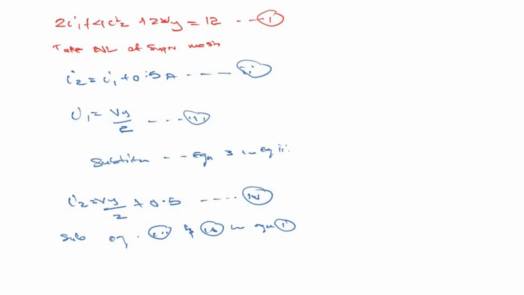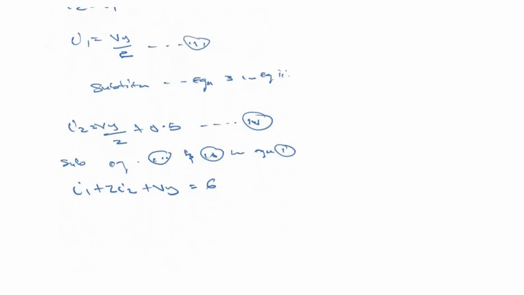So if we are dividing equation 1 by 2, we are going to have I1 plus 2I2 plus Vy is equal to 6. So now, substituting the value of I1 and I2 in the equation, we are going to have Vy all over 2 plus 2 open bracket I2, which is Vy all over 2 plus 0.5, then we are having plus Vy is equal to 6.